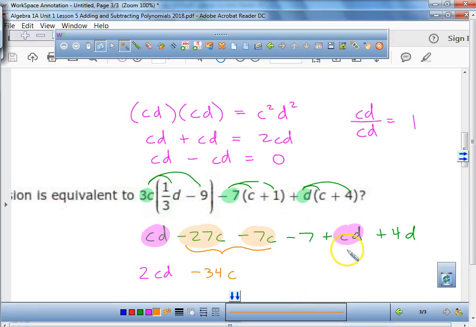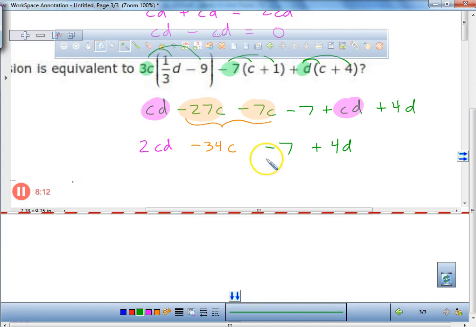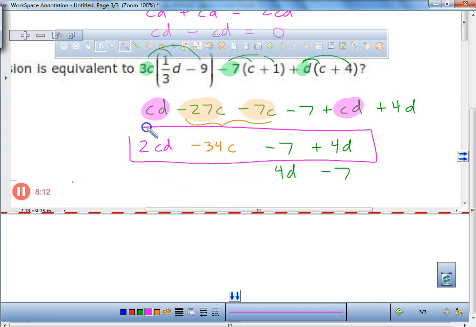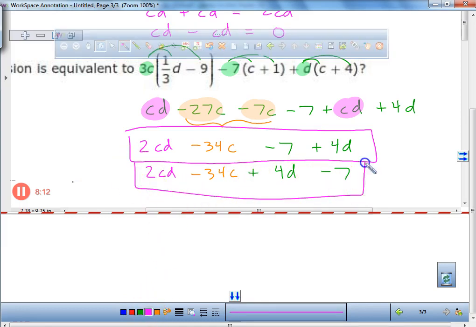Alright? So now, over here, there's a couple ways you guys could write this. If you wanted to, you could just put a negative 7 plus 4D. Alright? But if you would have put a 4D and a minus 7, either way, it's not going to be wrong. Okay? So right now, this would be considered just fine. Or if you would have written 2CD, alright, minus 34C, and then you put a plus 4D minus 7, that right there would also be considered correct. Right? Either one of those is fine.